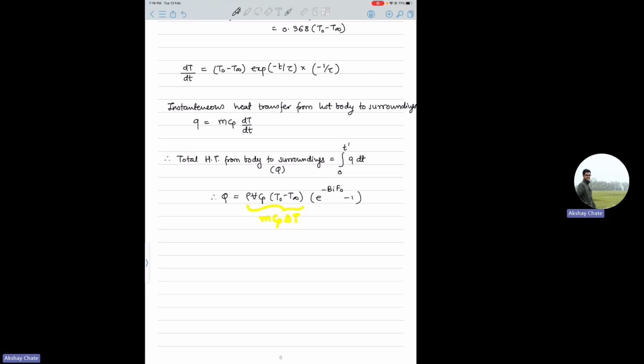But okay, here I should mention in time t dash. So we should remember that. So that is one thing. Now we can take some problems.